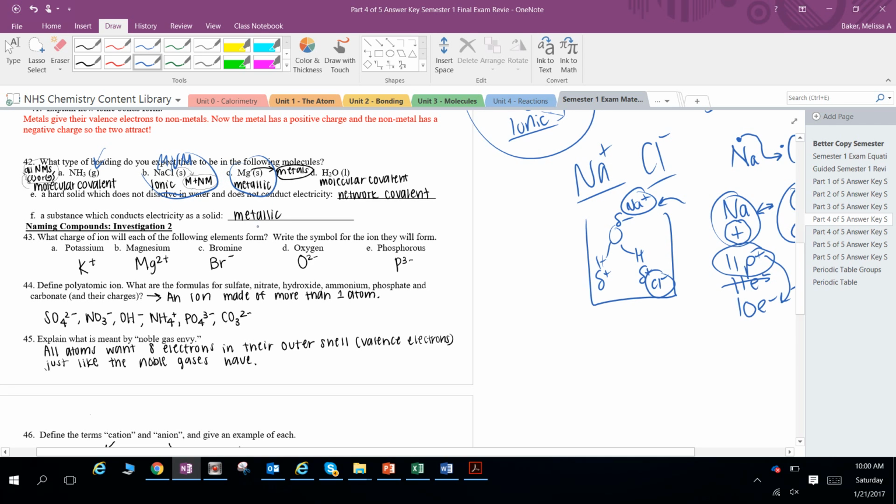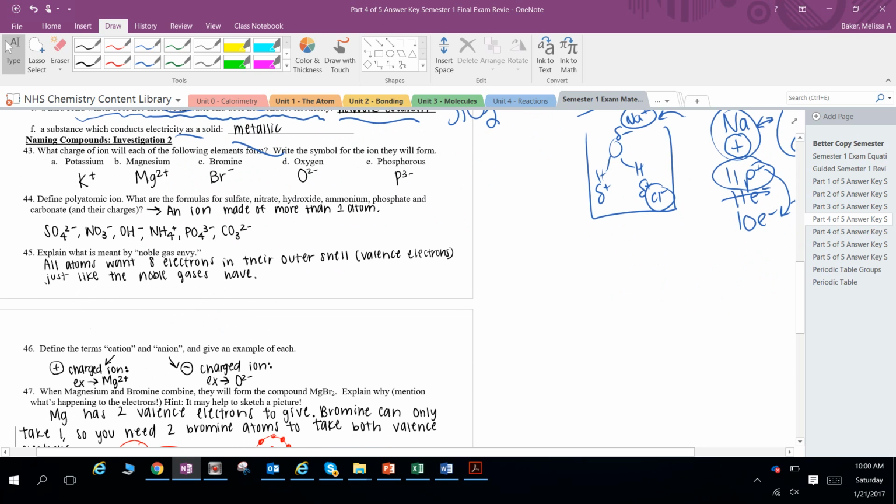If it's a metal, then it's automatically metallic bonding, and if it's a liquid, it's another molecular covalent. Something that doesn't really do anything, doesn't dissolve, doesn't conduct electricity as a solid, and it's a hard solid, that sounds like network covalent. So an example of that in real life would be sand. And then the only one that conducts electricity as a solid is metallic bonding.